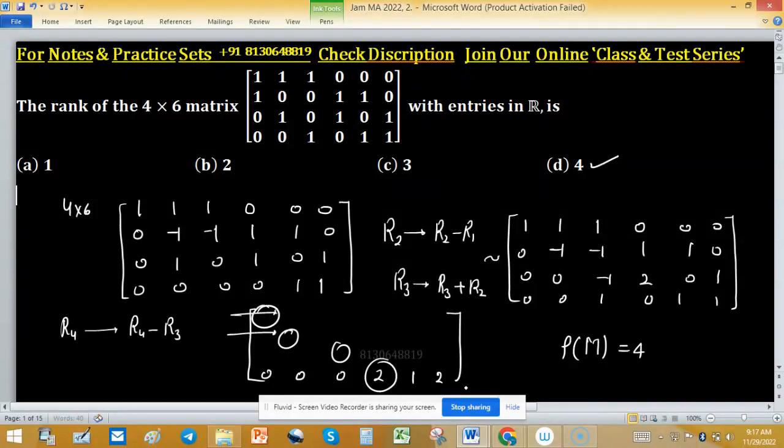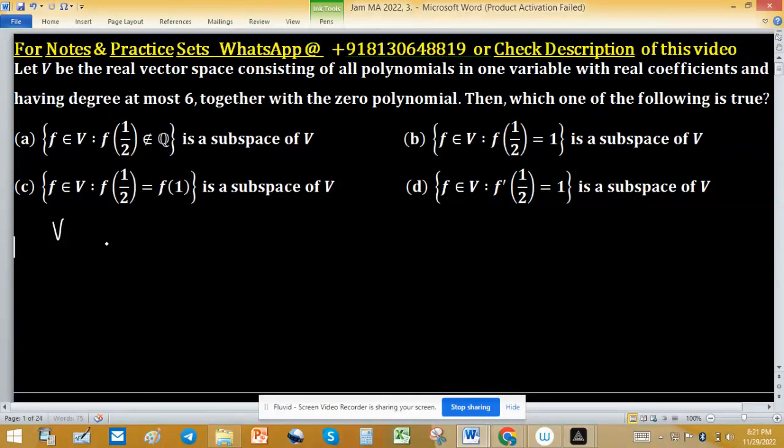Option D is correct. Let V be a real vector space consisting of all polynomials in one variable with real coefficients and having degree at most 6, together with the zero polynomial. In this vector space, the zero polynomial is also there. Then which of the following is true?